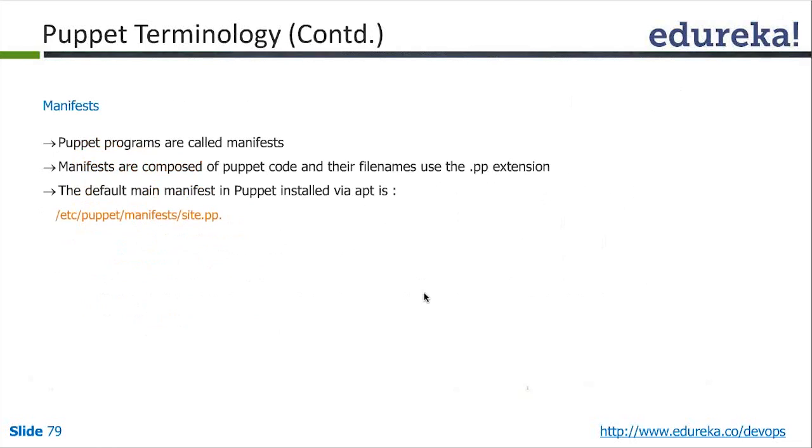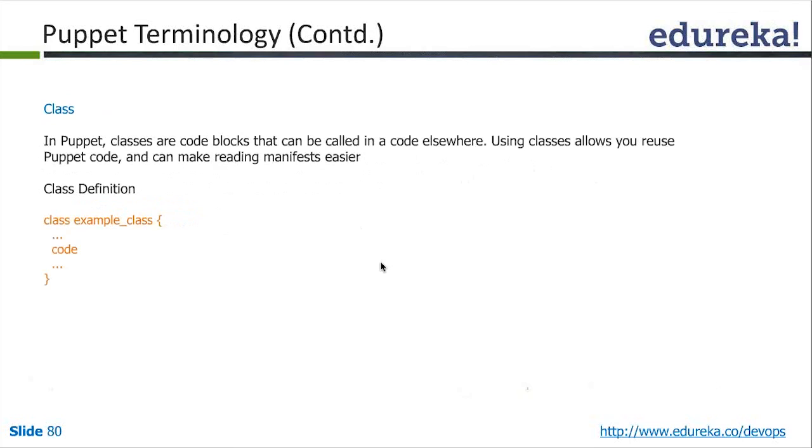Okay, so Puppet programs are called manifests. Manifests are composed of Puppet code, and their file names use the .pp extension. The default main manifest is site.pp, which contains all the configuration for all your nodes. And this is the database which is always referred to by the clients to keep consistency. When we do this, we will get a better idea of it.